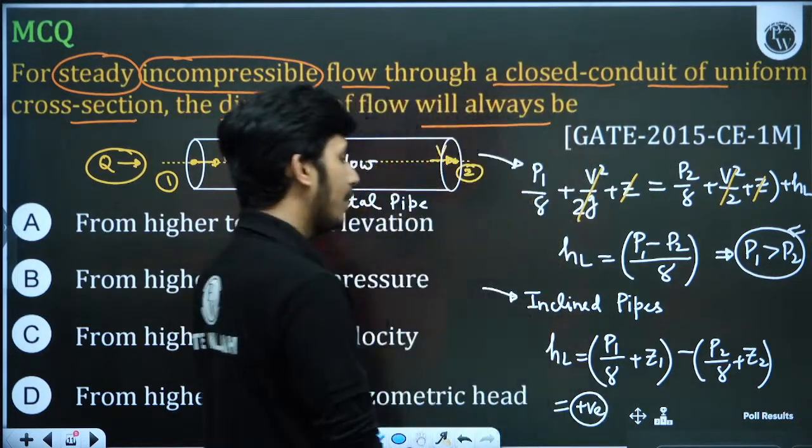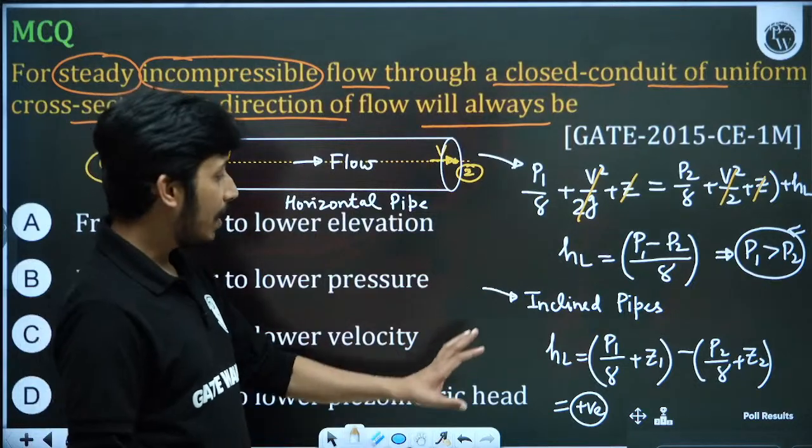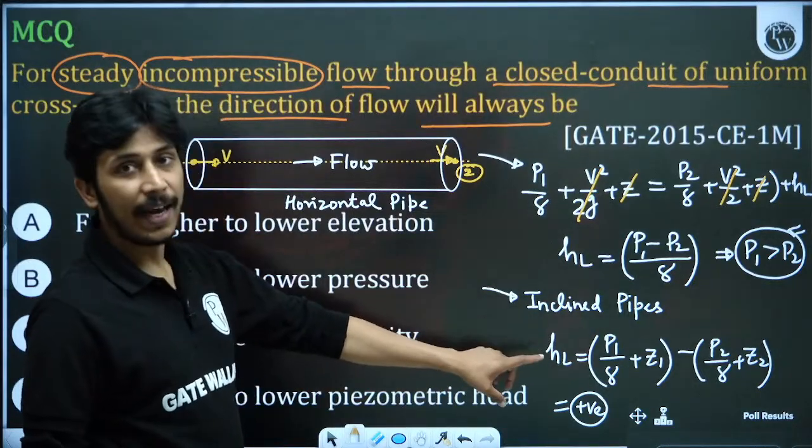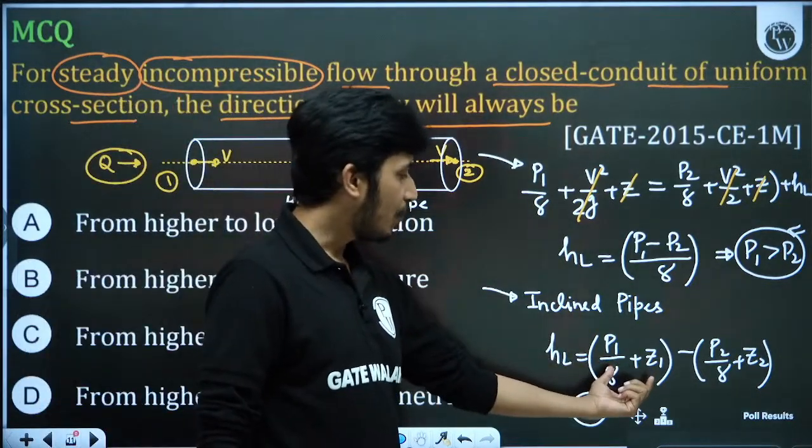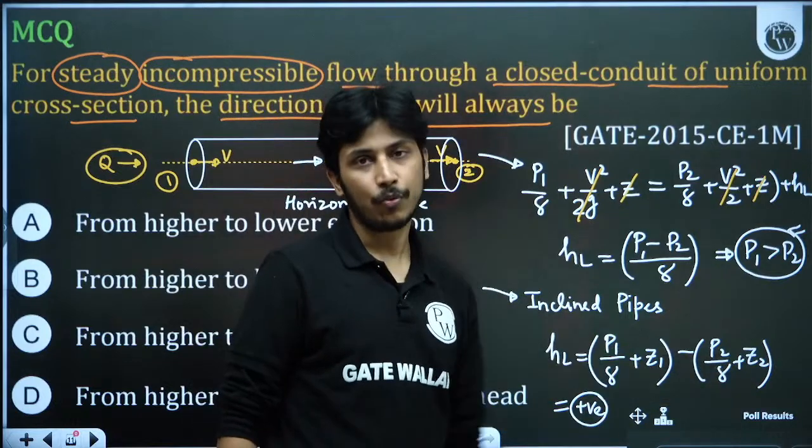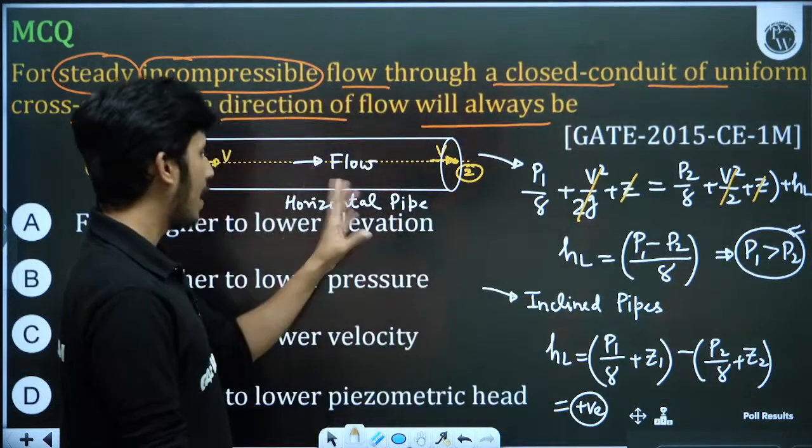So when will it be positive? When the piezometric head at 1 is more than the piezometric head at 2. Okay, then only this will happen for inclined pipes.